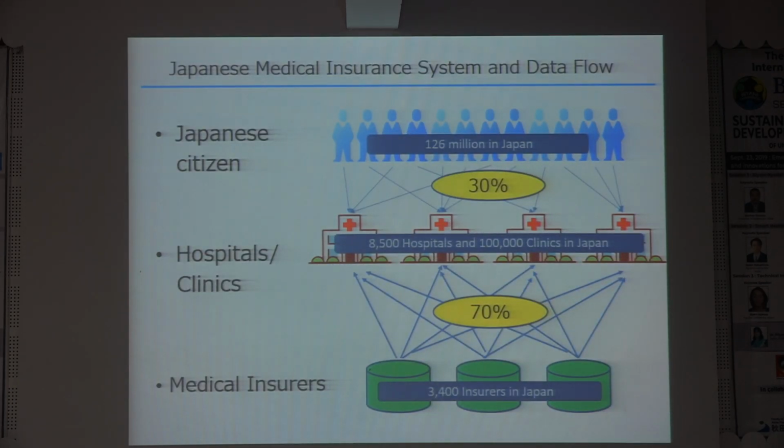This explains the Japanese medical insurance system. The Japanese population is over 100 million right now, and citizens have to pay 30% of medical cost, and the rest, 70%, insurance pays. We have more than 3,000 insurers, but this has worked very well for more than 50 years.